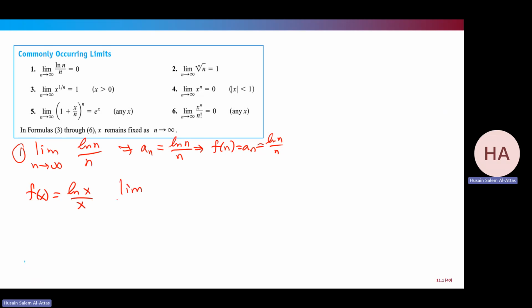What is the limit? Now I'll use L'Hopital's rule. If I do this, I have infinity over infinity, so I can use L'Hopital's rule. So I have the limit as x goes to infinity of 1 over x over 1. And that gives me what? 0.